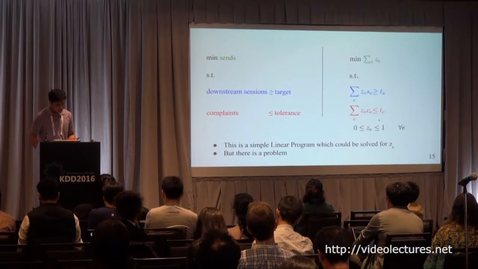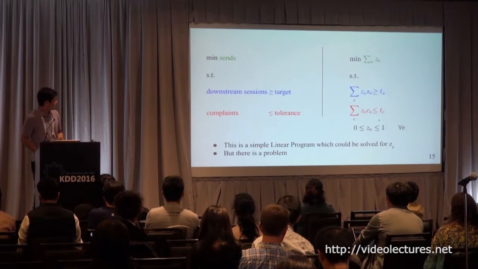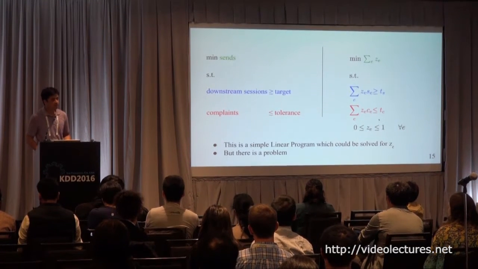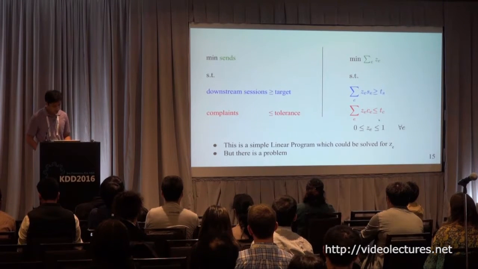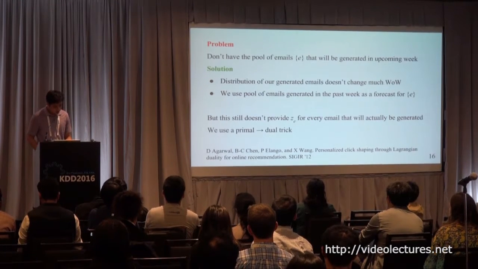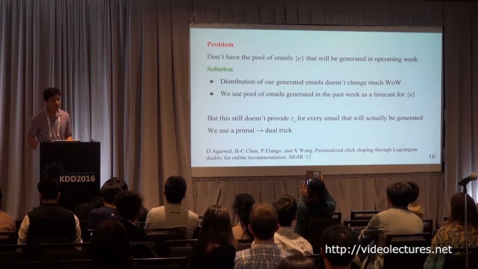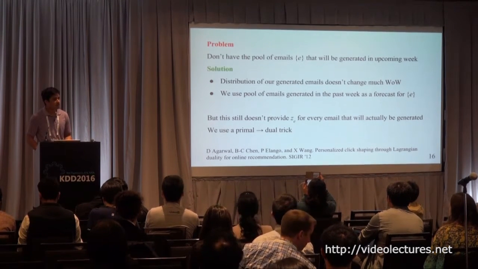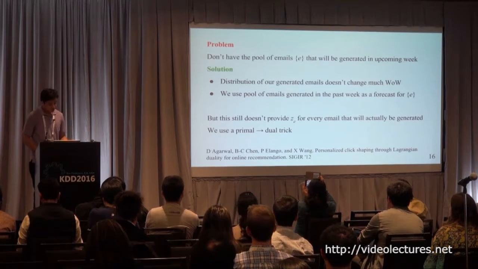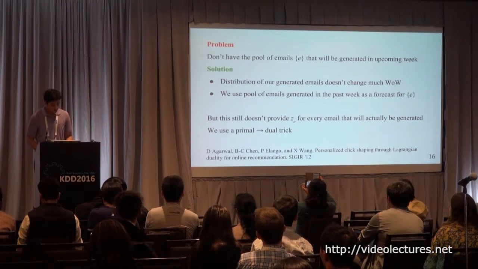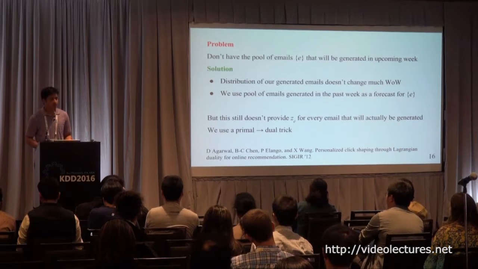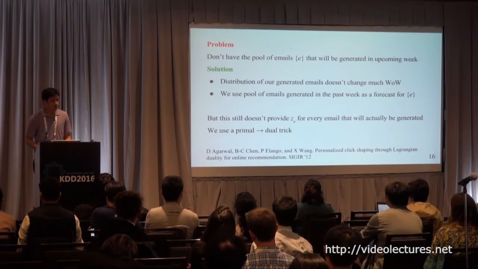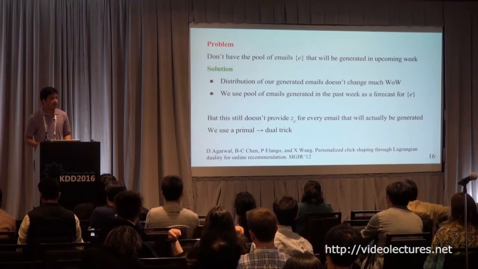As you can see, this is a very straightforward and simple looking linear program which could be solved for Z_E, that is the probability with which each email should be sent out. But there is a problem here. The problem is that we do not have access to this pool of emails E that will be generated in the upcoming week. Remember that when we wrote down the linear program, we assumed that we have access to this entire pool of generated emails. But actually we do not have access to this pool because the emails are not yet generated.